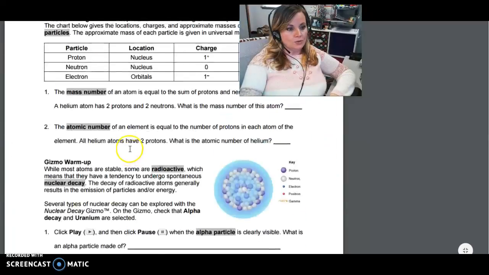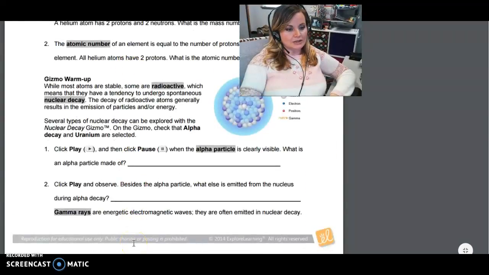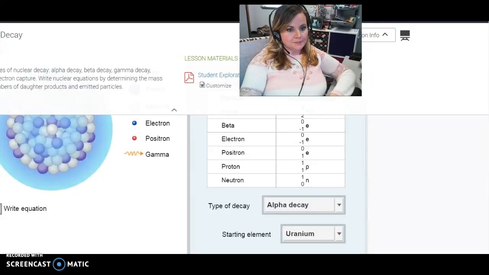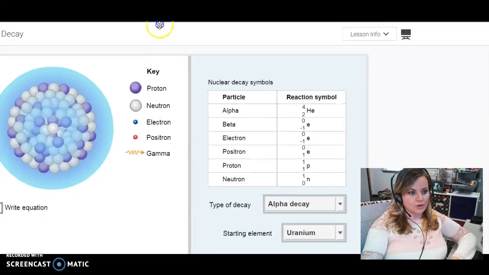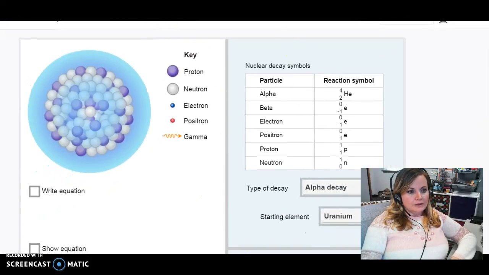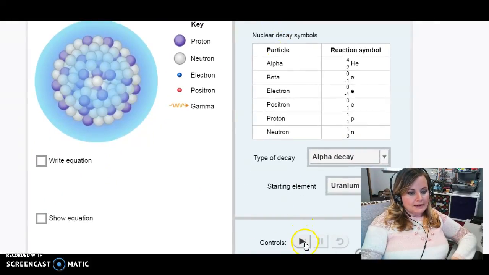So one of the first things it's going to ask you to do is to observe an alpha particle. When I go on the Gizmo, and I'm just going to move myself a little bit to get out of the way, get this off the screen too. You can click at the bottom here. There is a play button where you can observe what happens during alpha decay.